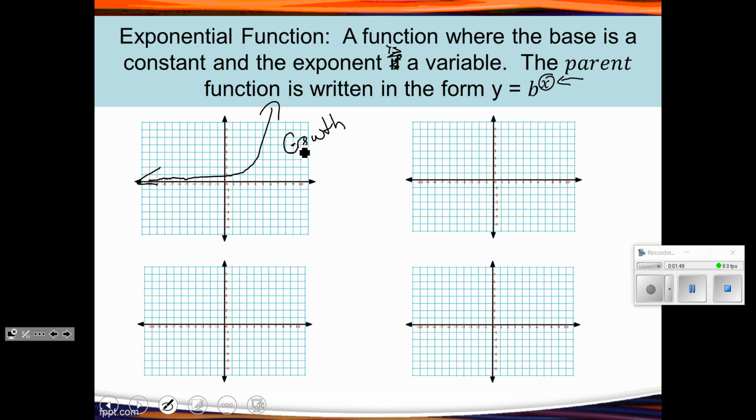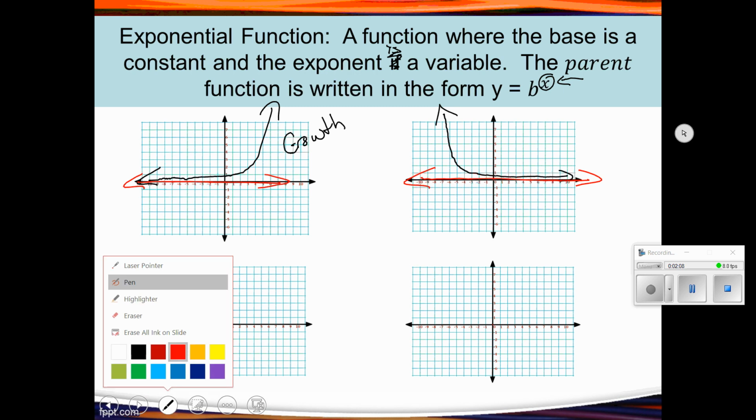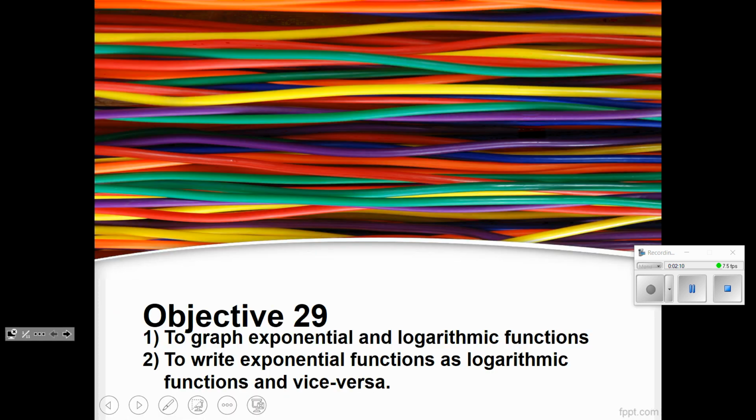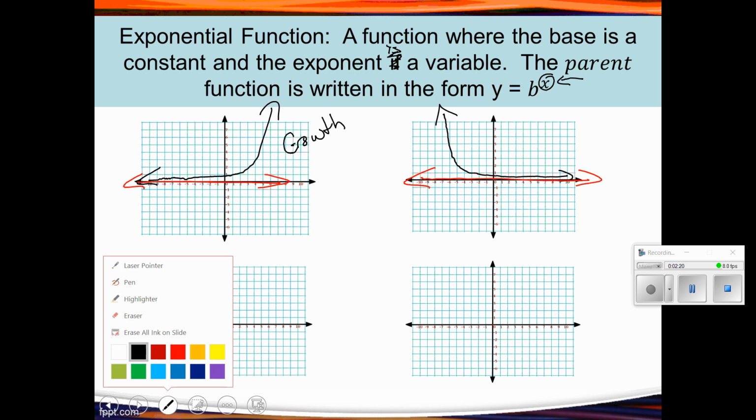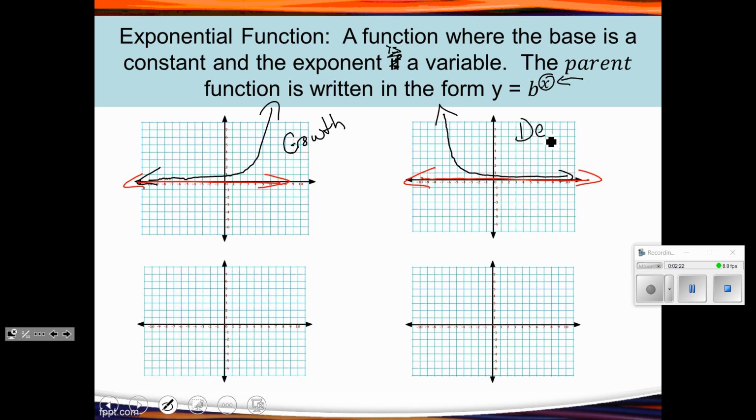Okay, you can also see an exponential where it plummets first and then it levels out. Either way, it's going to level out horizontally. So if I looked at this, it's going to level out horizontally here, and it's going to level out horizontally there. Okay? We would call this on the right side a decay.